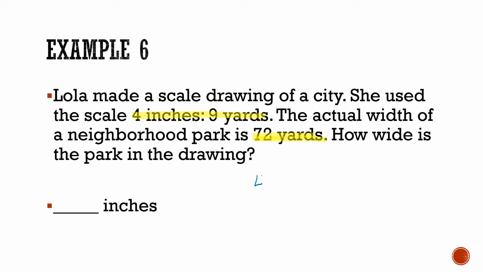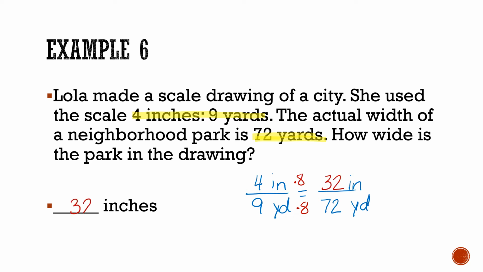So we're given the 4 inches to 9 yards. So we're going to leave inches on the top and yards on the bottom. And then we're going to fill in that 72 yards here on the bottom. So how do we go from 9 to 72? We multiply by 8. So we'll do the same on the top. And 4 times 8 gives us 32 inches.